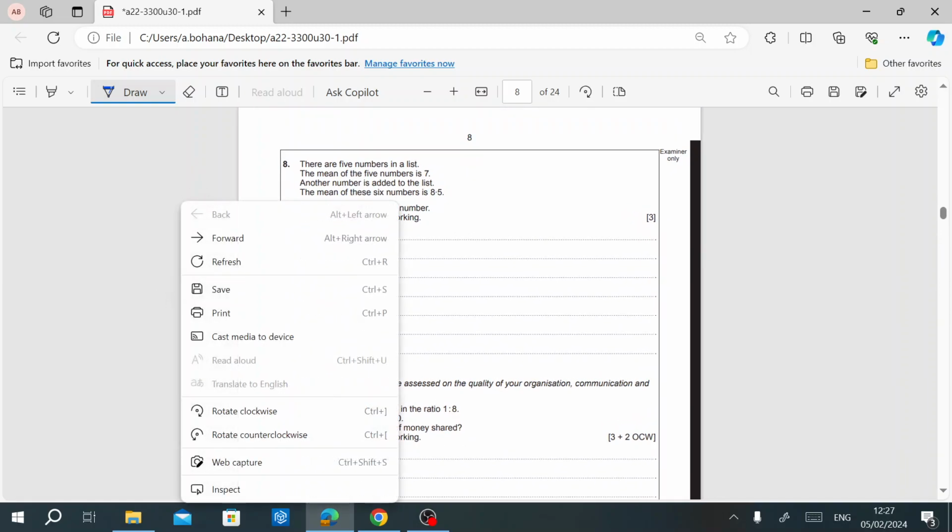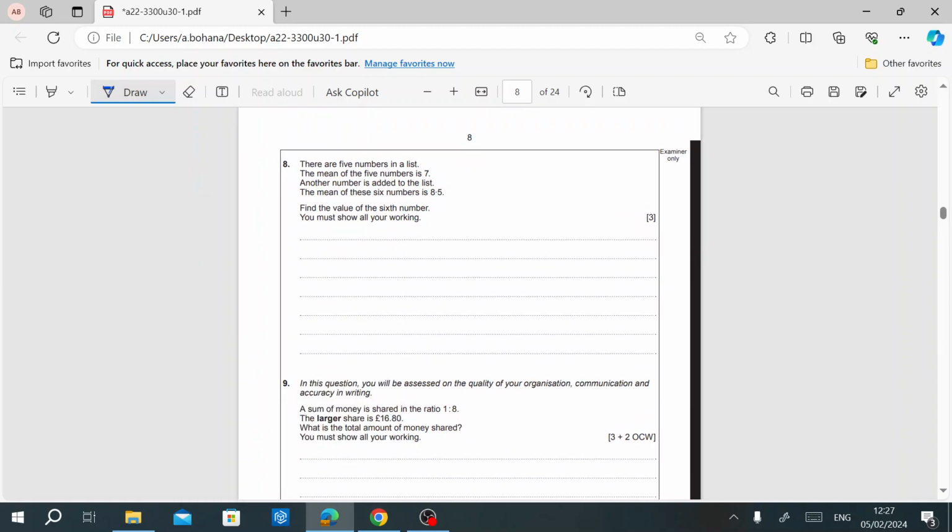Right then, there are 5 numbers in a list. The mean of the numbers is 7. So 5 times 7 equals 35. That means to say they added up to 35, because 35 divided by 5 is 7, the mean.